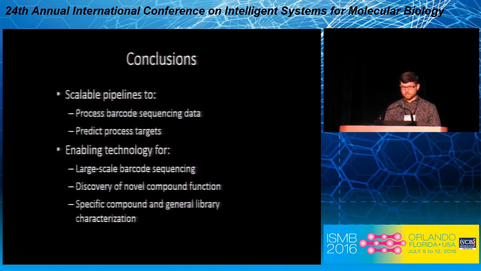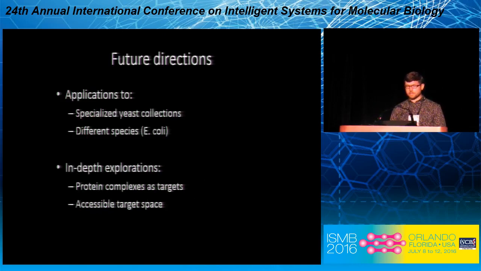So to conclude, with both of these software pipelines we have written scalable pipelines to both process the raw data and to predict the process level targets. It has been an enabling technology for us, and we hope for others, to perform large-scale barcode sequencing, discover novel compound function, and, both at a single compound and at a library level, characterize the function of compounds.